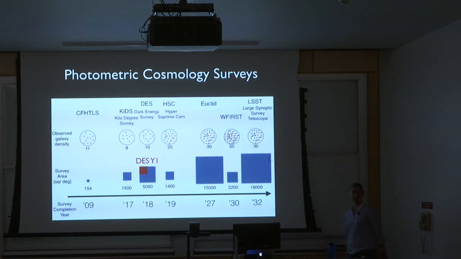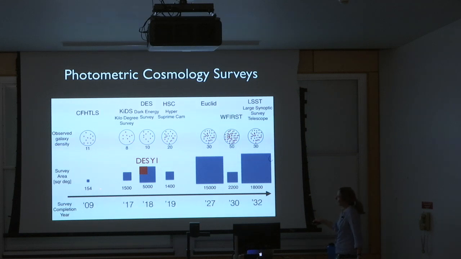So before I talk about our recent analysis, let me briefly put the DES year 1 data analysis, shown as this red square here, in the context of recent and upcoming cosmology surveys, where here I show you survey completion. That's, of course, approximate. The area of each of these squares tells you the survey area on the sky. And up here, I illustrate the galaxy density.